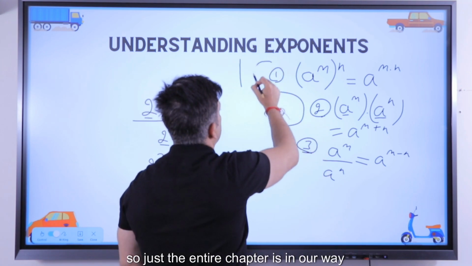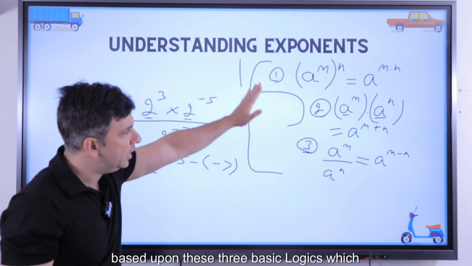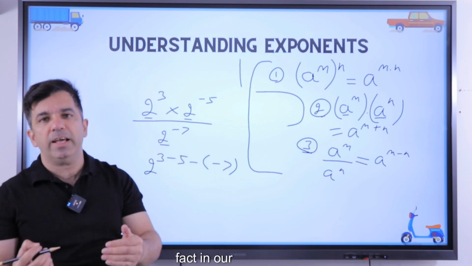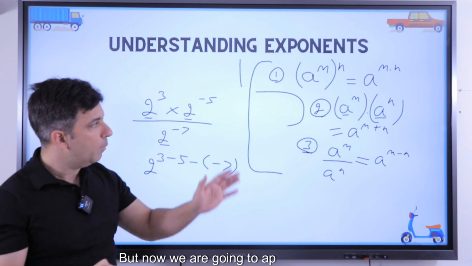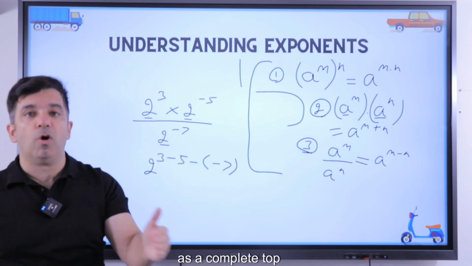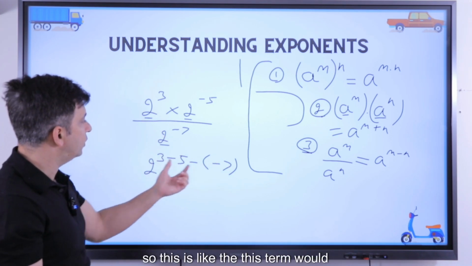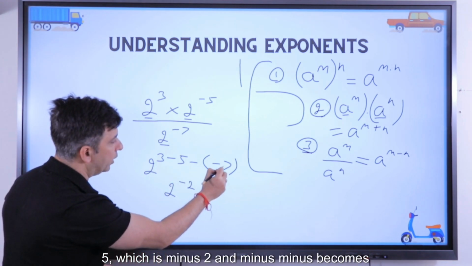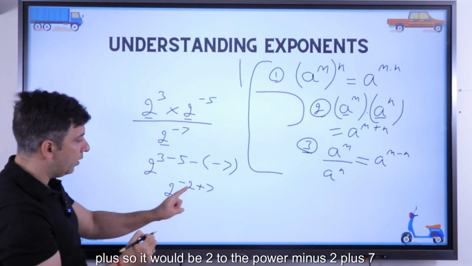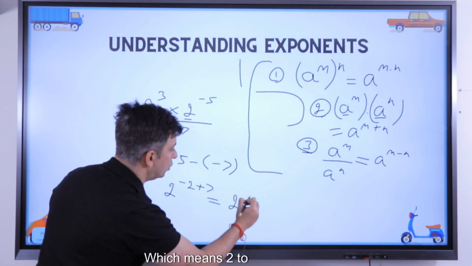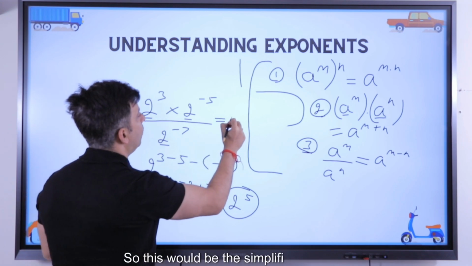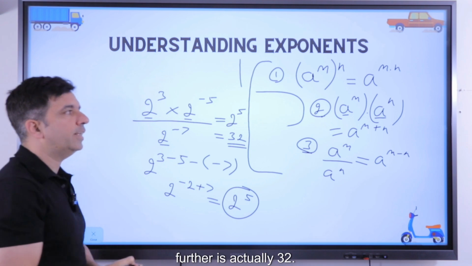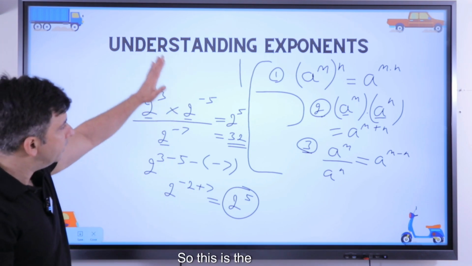So the entire chapter is in a way based upon these three basic logics, which are very straightforward, which we have in fact done so many times earlier as well, but now we are going to apply it formally as a complete topic. So this term would ultimately give me 2 to the power 3 minus 5, which is minus 2, and minus minus becomes plus, so it would be 2 to the power minus 2 plus 7, which means 2 to the power 5. So this would be the simplified version, and 2 to the power 5 when simplified further is actually 32. So this is the sense.